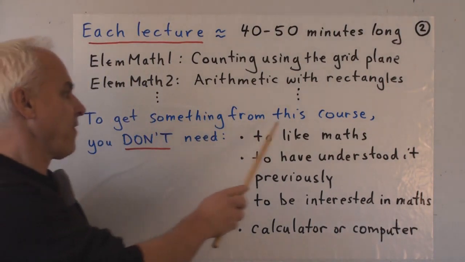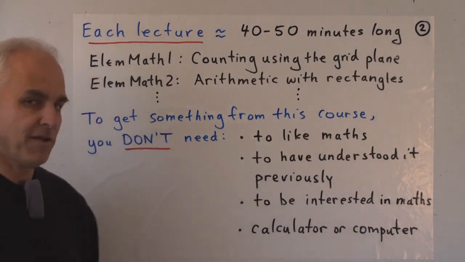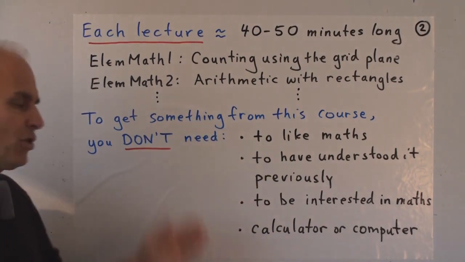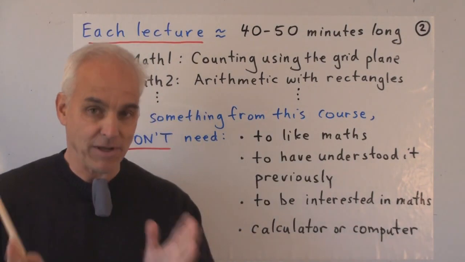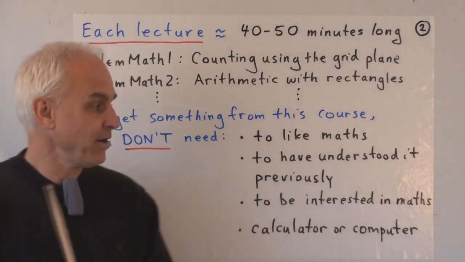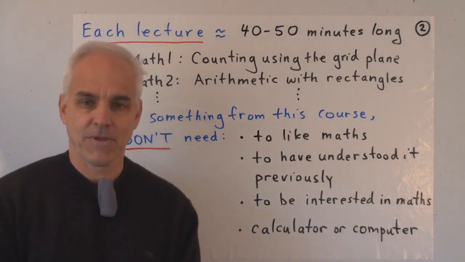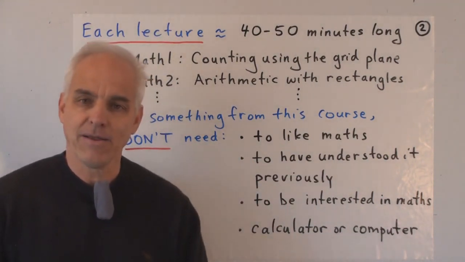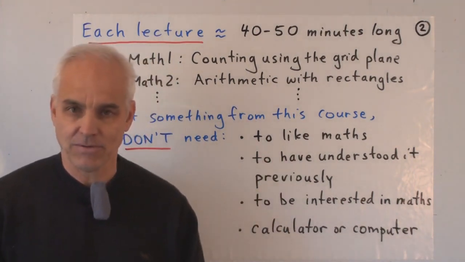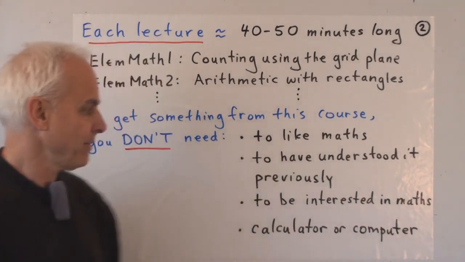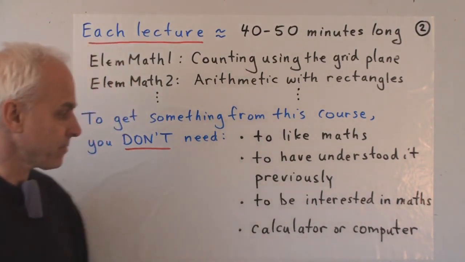So, to get something from this course, you don't need the following. Okay? You don't need to like maths. It's okay with me if you don't like maths. It's not necessary. You don't need to have understood it previously. You don't need to have done well in courses. You could have dropped out of math at a very early age. That's okay. I'm going to explain it to you in a way that you can understand.